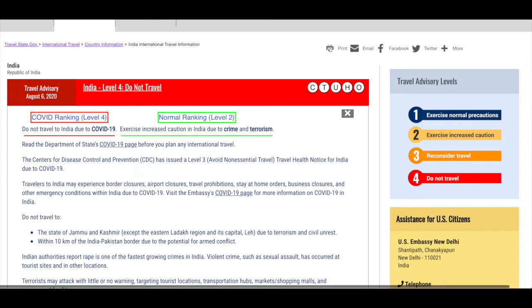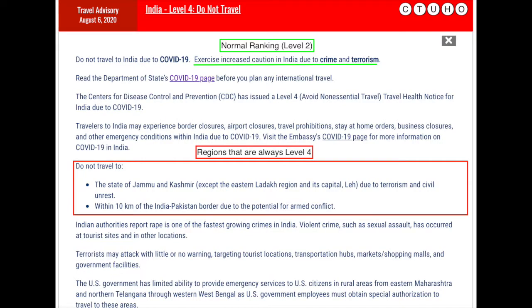In Part 1, I mentioned how most countries currently have a special advisory due to COVID-19 on top of their normal ranking. However, many locations are also normally multi-level countries, meaning there are regions within them that have a higher risk level than the rest of the country.